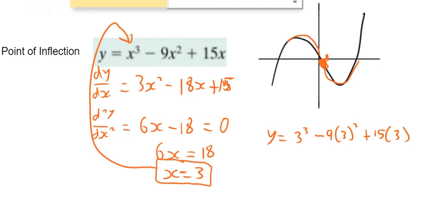Right, so for dy/dx, I get 3x squared minus 12x plus 9. And then I'm going to find d2y/dx squared. So that's 6x minus 12. And then the 9 is gone obviously, so we're going to let that equal 0. So 6x is equal to 12, so x is equal to 6.